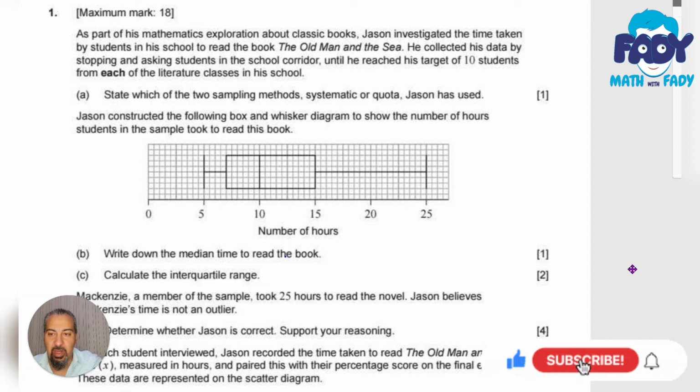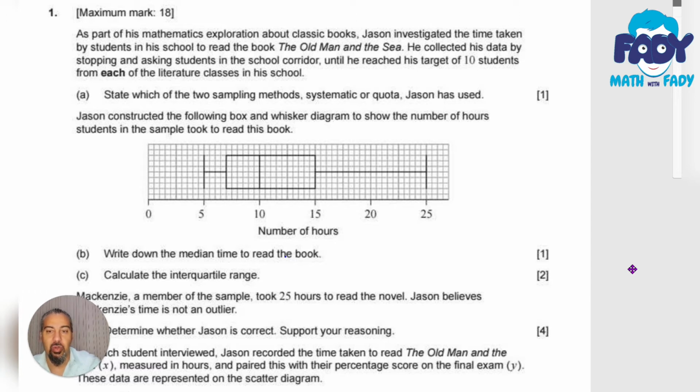He collected his data by stopping and asking students in the school corridor until he reached his target of 10 students from each of the literature classes in his school. So he didn't ask any random students. He asked only students who study literature, and he asked specifically 10 students from each class. So A, state which of the two sampling methods, systematic or quota, Jason has used.